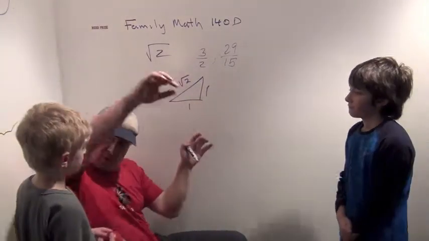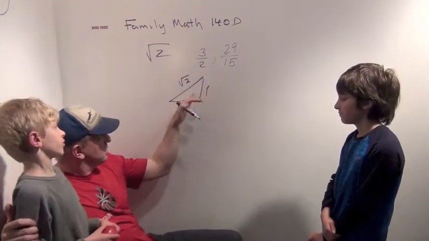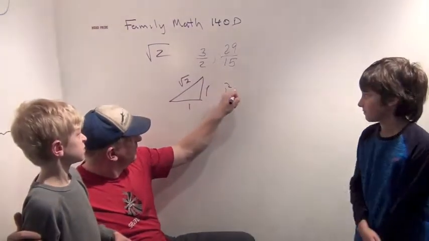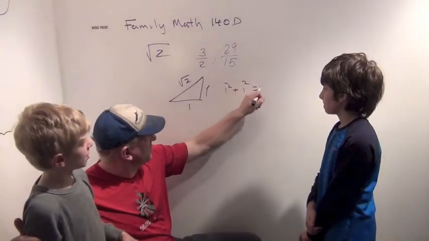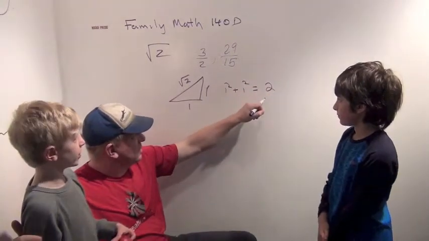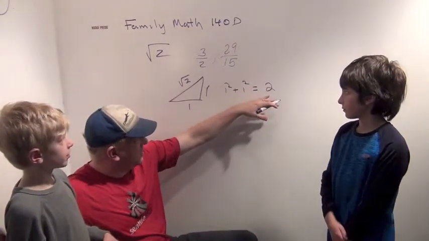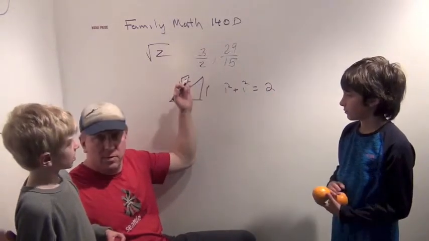Do you remember the Pythagorean theorem? It's a squared plus b squared equals c squared. Right, so 1 squared plus 1 squared equals 2. And what squared equals 2? Well, the square root of 2.